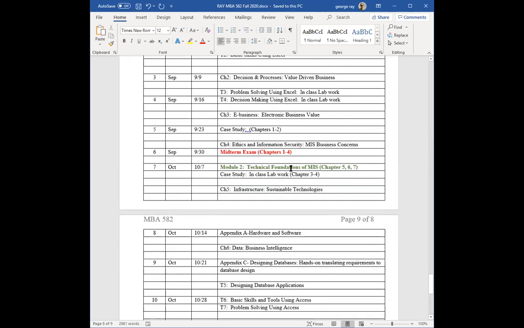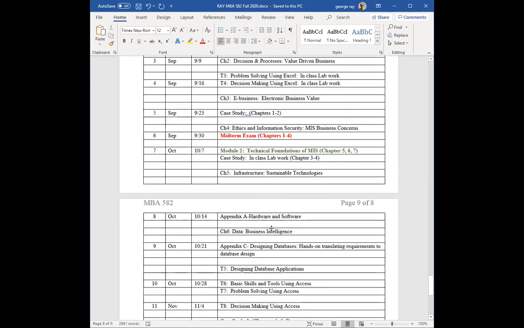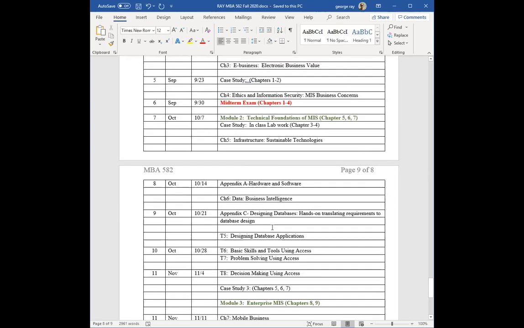We'll also look at chapter 3. The week of the 23rd, we'll have our first case study, and you'll apply the knowledge you've learned in chapters 1 and 2 to the case study. And we'll go over the particulars of that in just a moment. And we'll also cover chapter 4. The week of the 30th, we'll have our midterm exam.